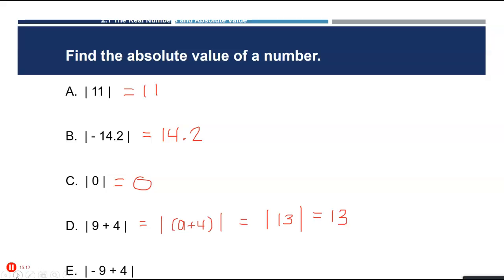That means in letter E, before I take the absolute value, I have to add negative 9 and 4. So what is negative 9 plus 4? Zoe? Exactly. So it's the absolute value of negative 5, which is 5.